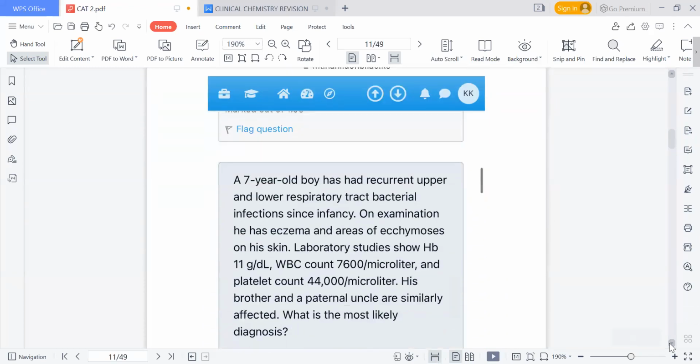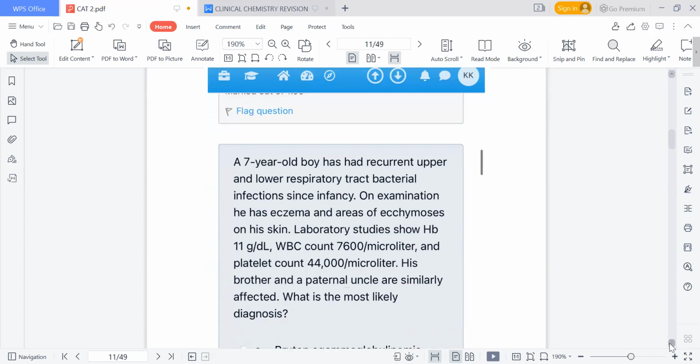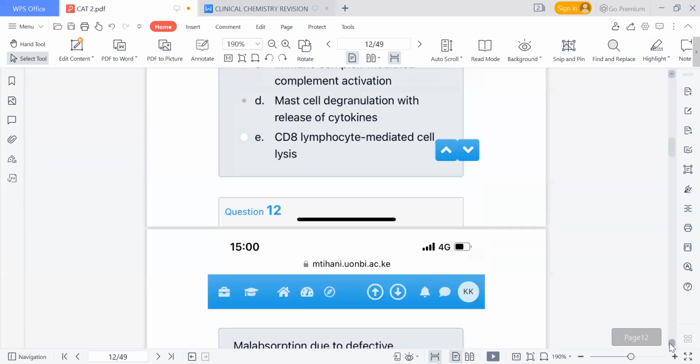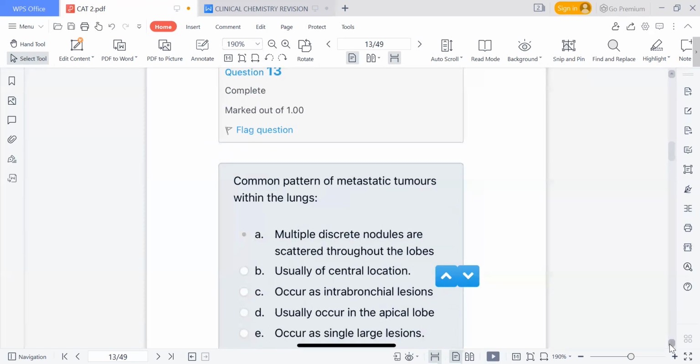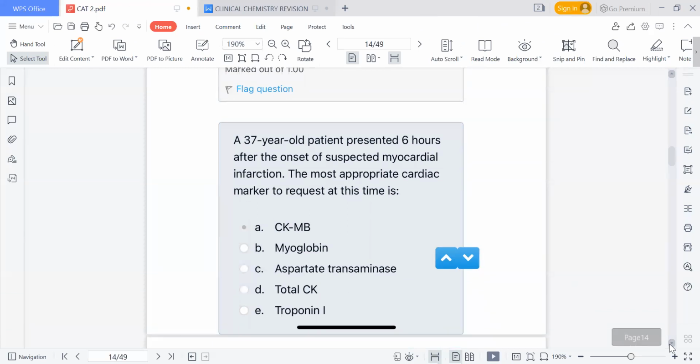The next question we have is on cardiac biomarkers. A 37-year-old patient presented 6 hours after the onset of suspected myocardial infarction. The most appropriate cardiac marker to request at this time is CKMB, myoglobin, aspartate transaminase, total CK, or troponin I. Okay, so my first question is, do you think the answer selected here is right? And if yes, support your answer. If not, also support your answer.